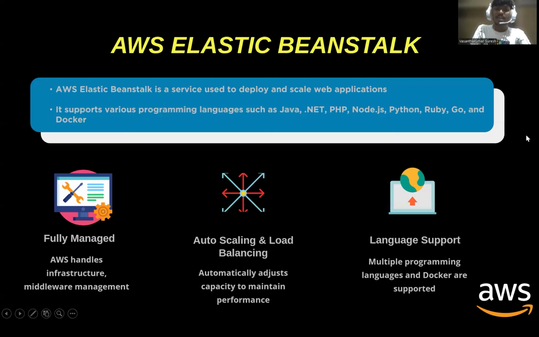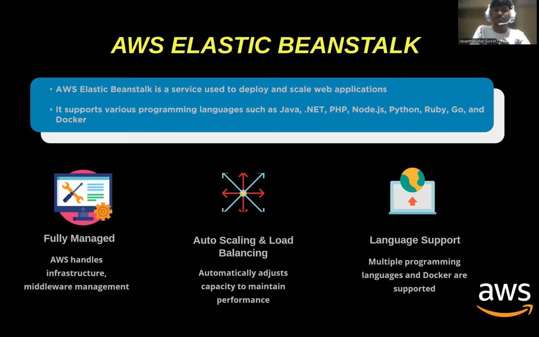So, what exactly is Elastic Beanstalk? Think of it as a fast track solution for deploying applications in the cloud. Instead of manually setting up servers, databases, and load balancers, Elastic Beanstalk does everything for you. It supports multiple programming languages like Java, Python, Node.js, .NET, PHP, Ruby, Go, and even Docker, making it super flexible for developers. And AWS handles the infrastructure, so you can focus purely on writing the code.